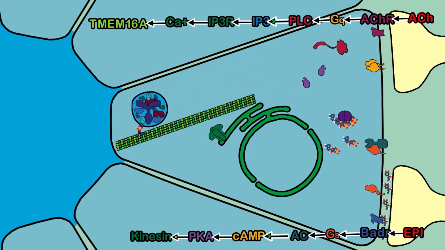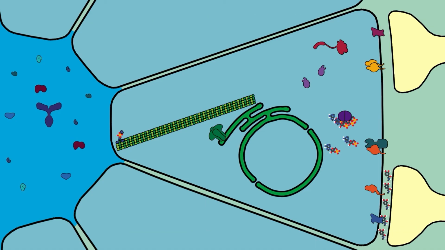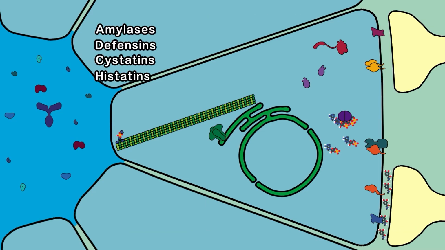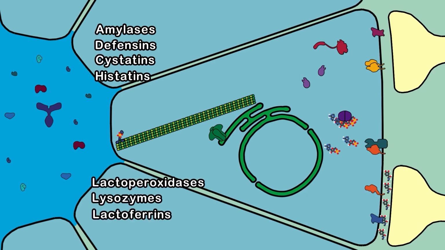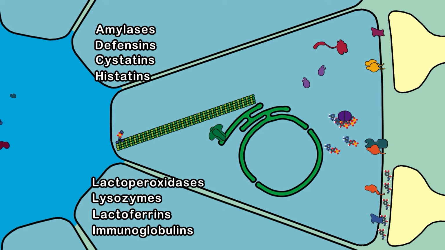When the vesicles reach the cell membrane, they undergo fusion, releasing the salivary proteins into the salivary ducts, such as mucins, amylases, defensins, cystatins, histatins, lactoperoxidases, lysozymes, lactoferrins, and immunoglobulins. Some of them begin digestion by breaking down monomers of polysaccharides, others function as biological weapons against bacteria, viruses, and fungi, and others serve to lubricate food.